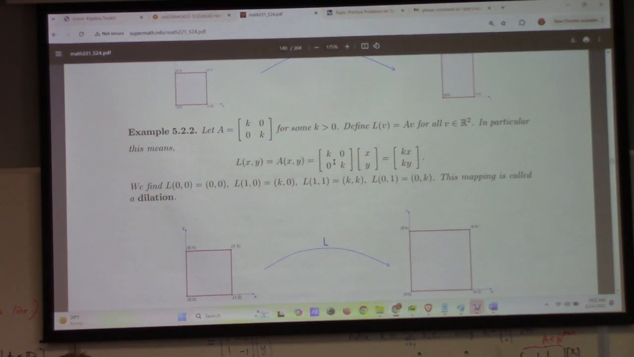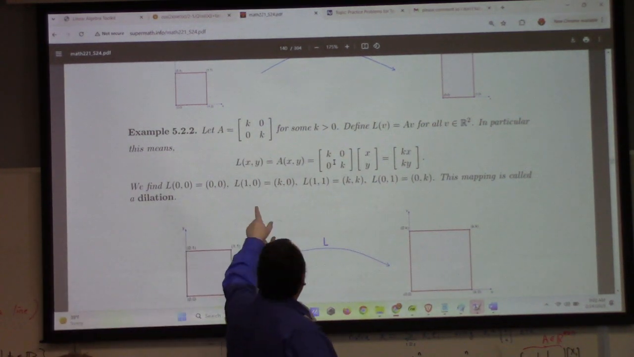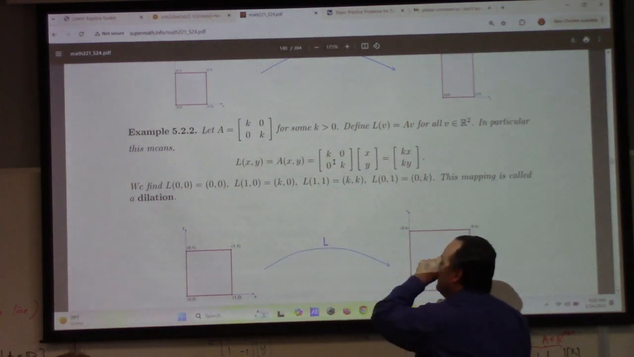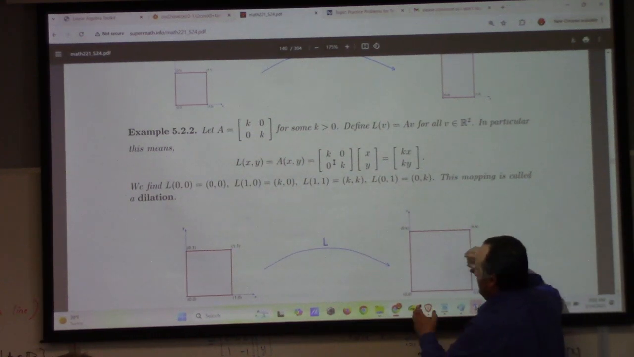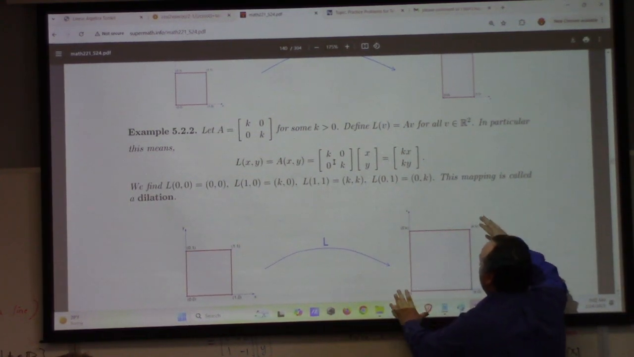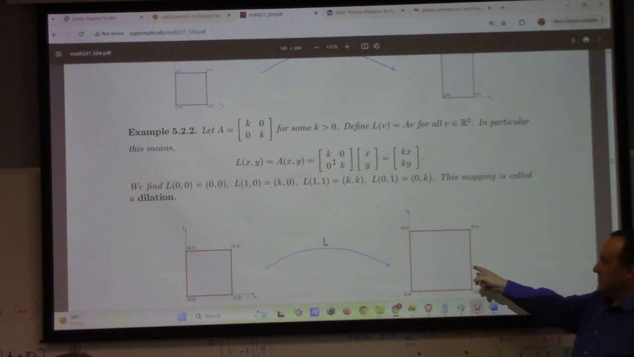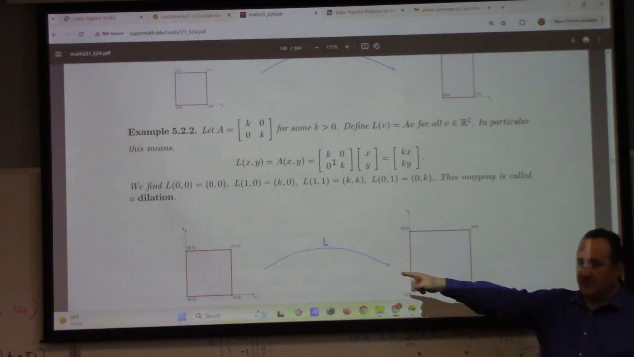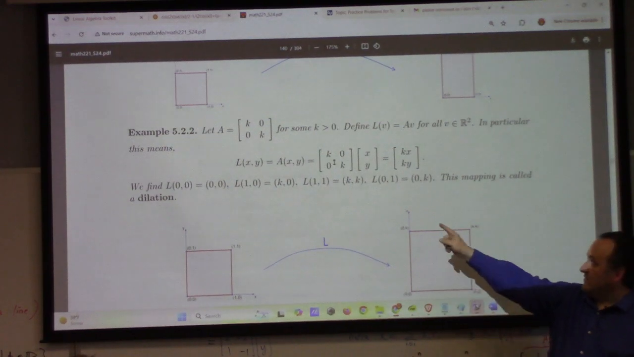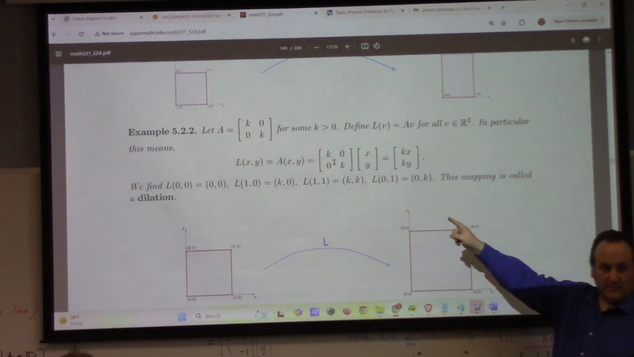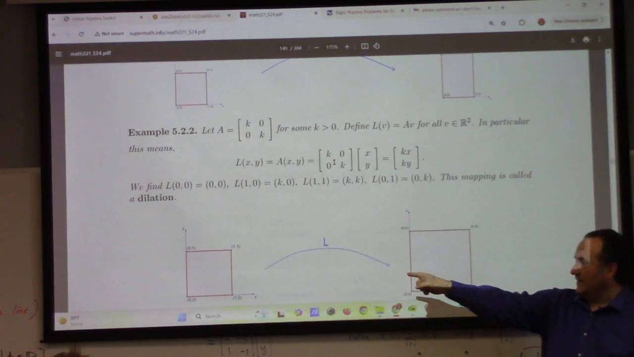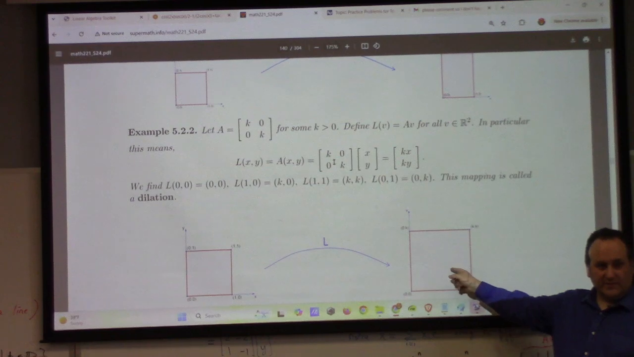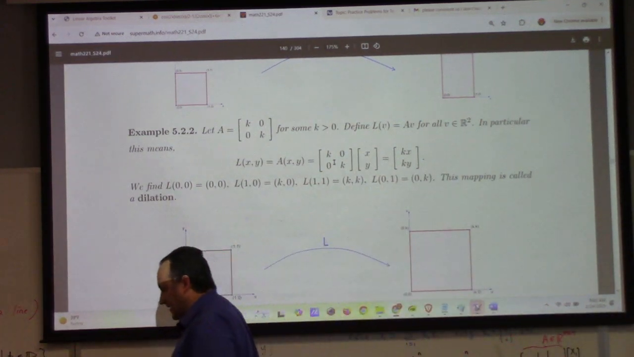If we were to look at the linear transformation defined by rescaling by k in both the x and the y directions, if k is bigger than 1, it does something like this, right? What's the area of this? The area of this is k squared. What's the area of that? 1. What's the determinant of the matrix? k squared. So the area of that times the determinant of L is equal to the area of this. That happened.